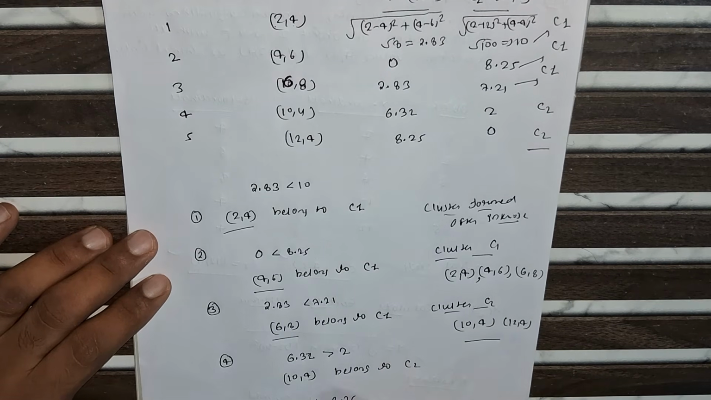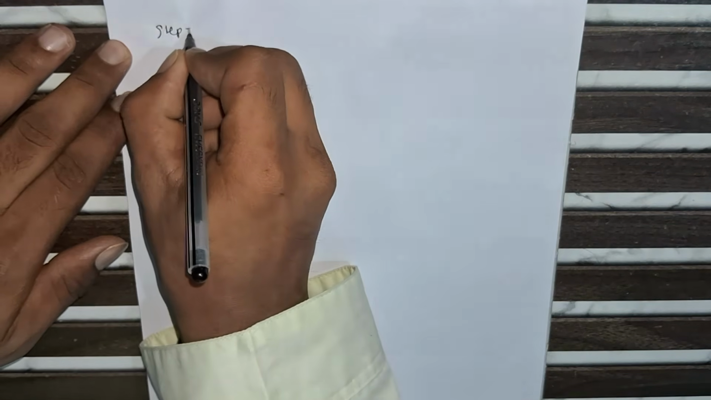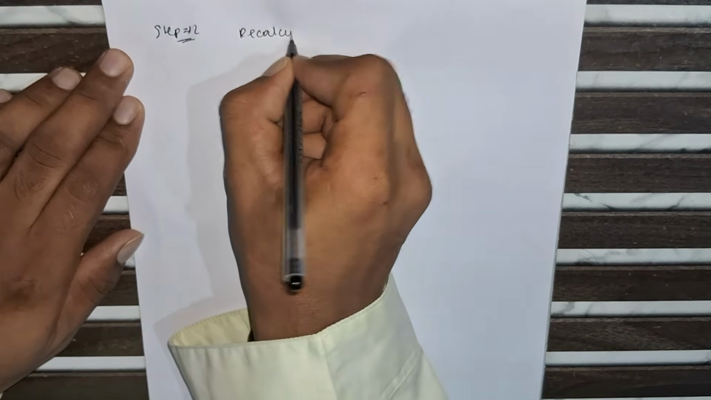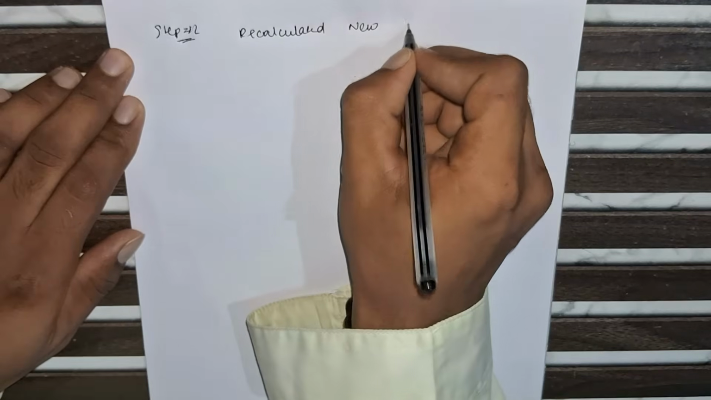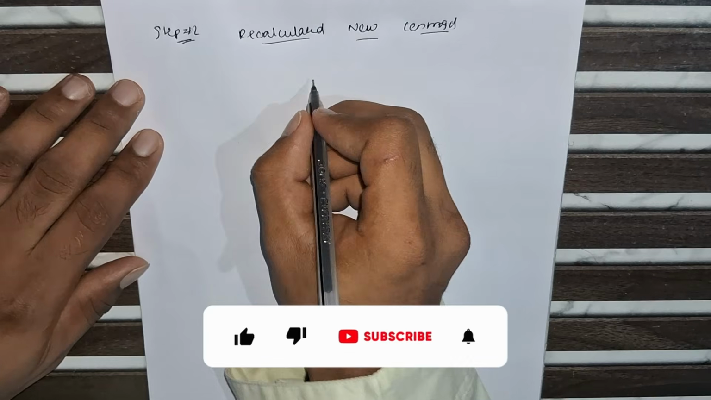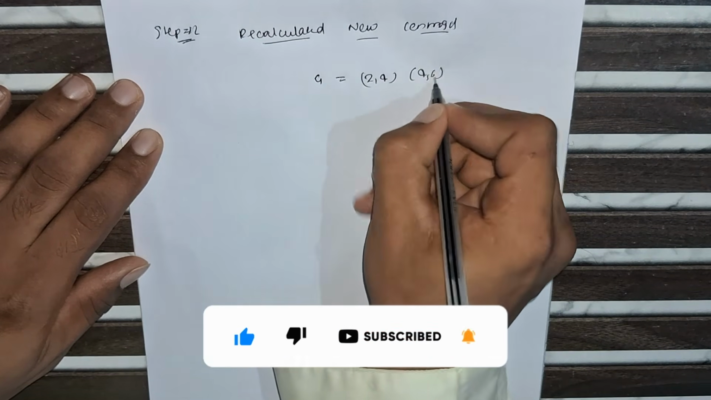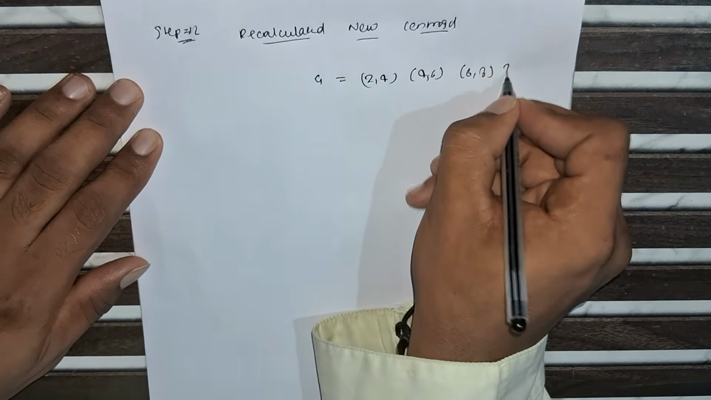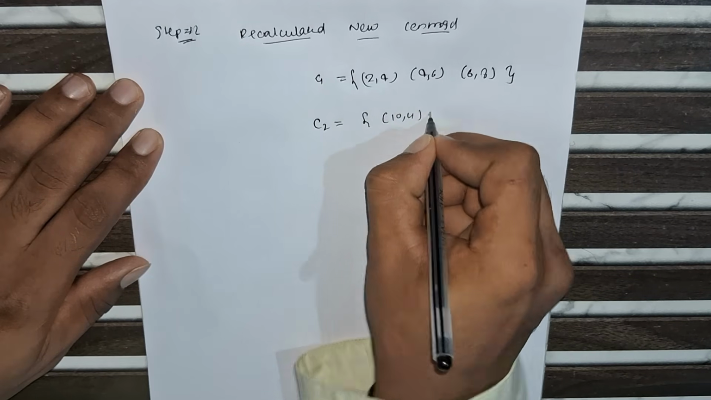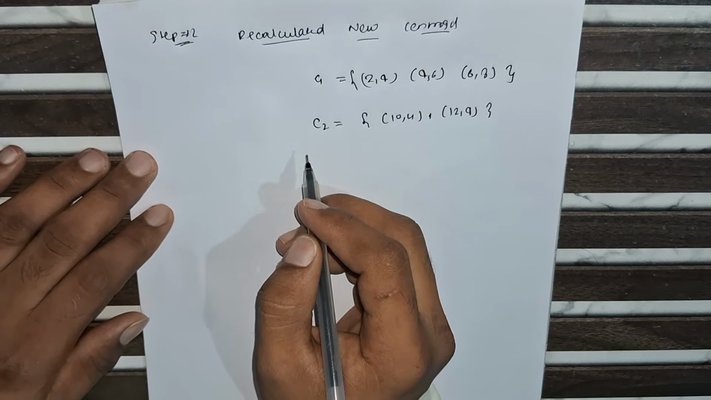Now move to our second step, where we have to recalculate our new centroid. So our step 2 is to recalculate the new centroid. The cluster 1 coordinates are 2 comma 4, 4 comma 6 and 6 comma 8, and the coordinates of cluster 2 are 10 comma 4 and 12 comma 4. So now with the help of these clusters, we are calculating our new centroid.